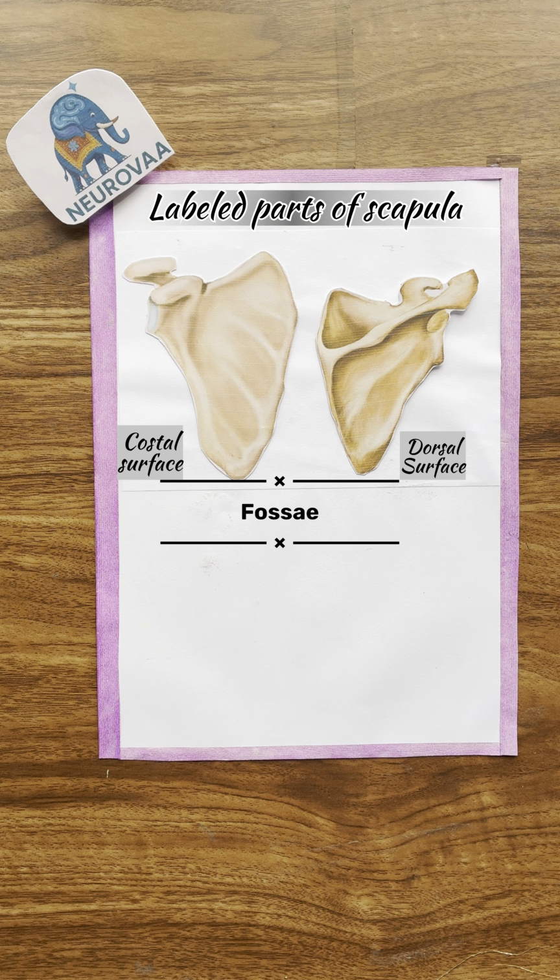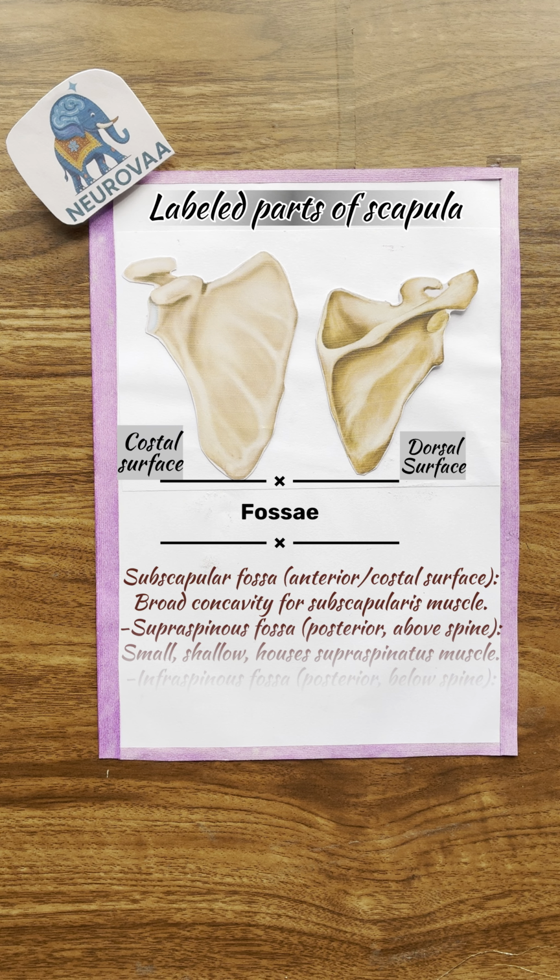Fossae. Subscapular fossa, found on the anterior surface, is a broad concavity for the subscapularis muscle.